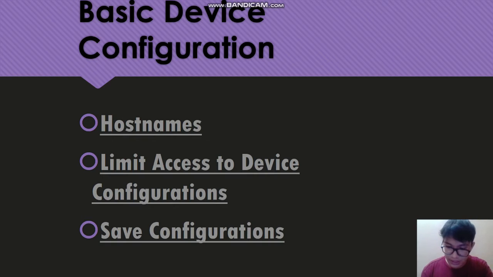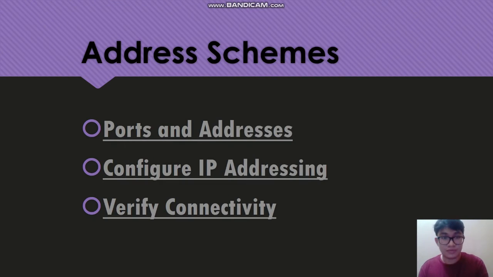Now, next one is the basic device configuration, which is composed of the hostname, limit access to device configuration, and save configuration. The chapter 2 consists of guidelines in choosing a proper hostname. So next one is the device name and secure device access.